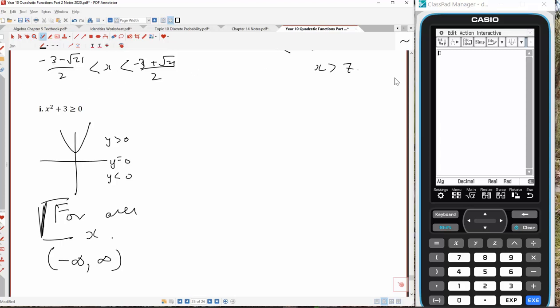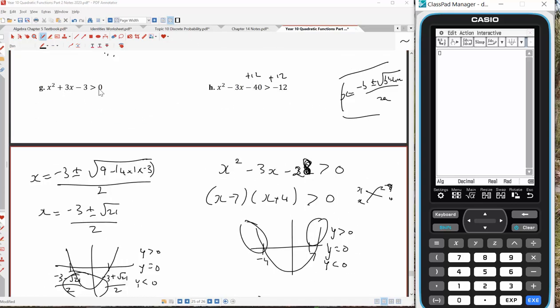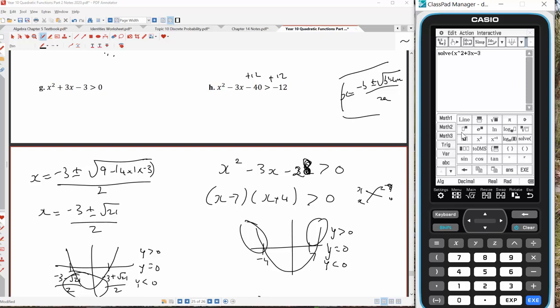All right, the calc does inequalities as well. So we can ask the calc questions. Let's just do this one here. So we can go solve x squared plus 3x, take 3, and we want to know when it's greater than 0. And recall that you get the greater than symbol in Math 3. So there's all the inequality symbols. So greater than 0 for x, and we'll go into standard mode.